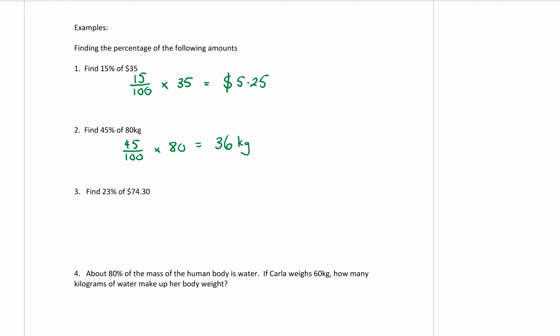Question 3. Find 23% of $74.30. So the percentage, 23, put it over 100. "Of" means times by 74.3. Now, when you type that in, it gives you a decimal. How many decimal places are there? Count them. How many decimal places are there?